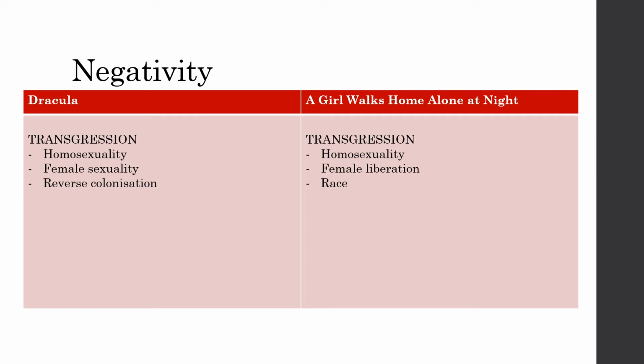Dracula interrogates many of Victorian society's anxieties of homosexuality, female sexuality, and reverse colonization. Firstly, the Count Dracula represents the homosexual figure as he attempted to seduce a man. The Victorian era view of homosexuality was very much that it was obscene and monstrous. As such, Dracula was a way of visually displaying the anxieties of homosexuality.